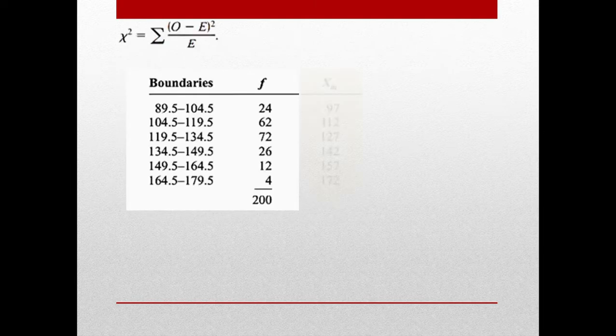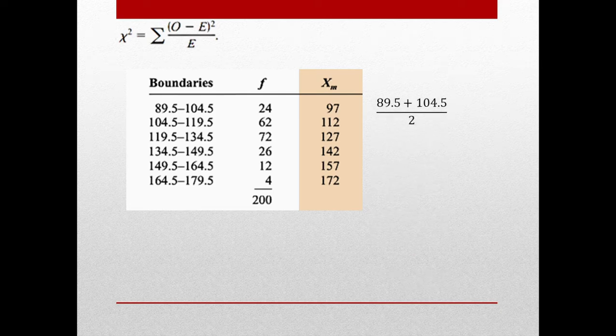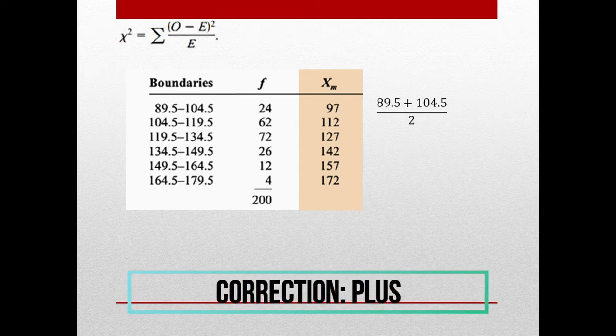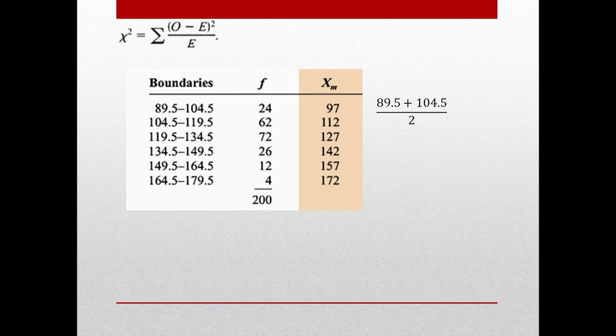Now, for our next step, since we have frequencies and boundaries, we're going to find the midpoint. The midpoint is upper limit plus lower limit all over 2. So 89.5 plus 104.5 all over 2 is equal to 97.